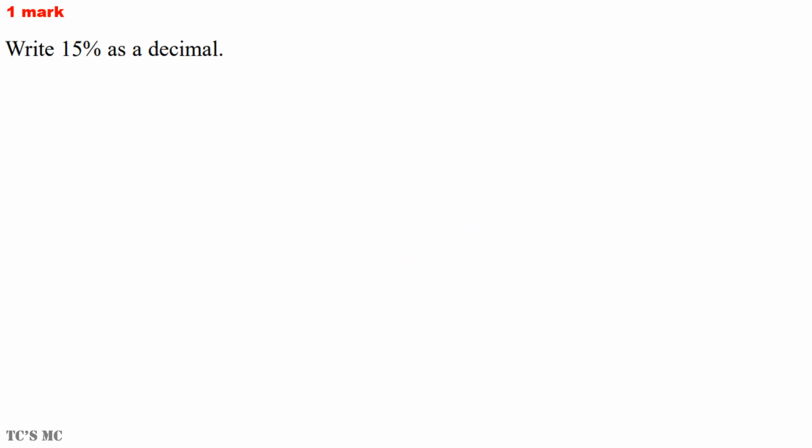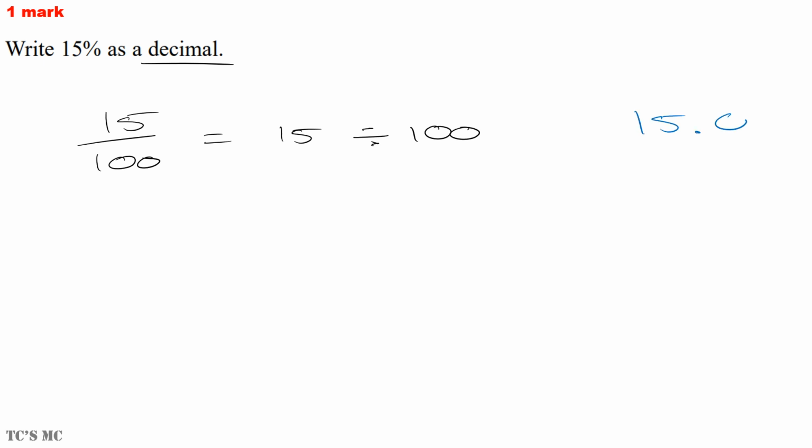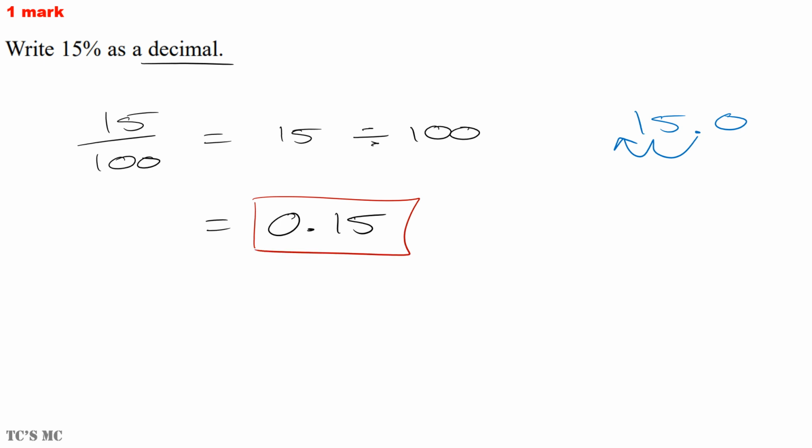Write 15% as a decimal. 15% is 15 over 100, but of course that's a fraction. That means 15 divided by 100. So remember from earlier, we can think of it as 15.0. We're dividing by 100, so we need to go backwards twice. And the answer is 0.15. For the 1 mark, you can just write 0.15.